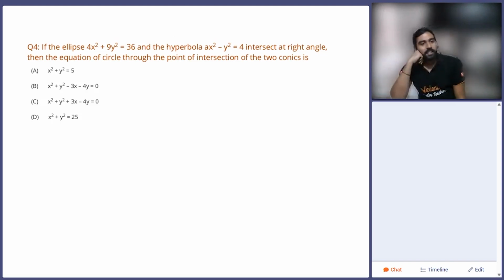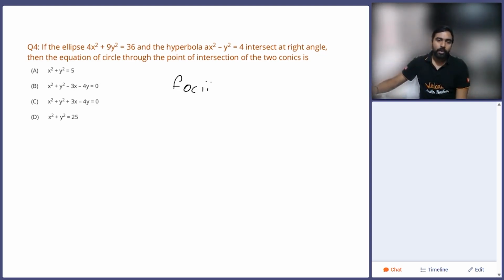What do we have here? So I've been told that this ellipse and hyperbola intersect at right angle. Now one thing you should know, if ellipse and hyperbola are intersecting at right angle, it means their foci coincide. It means their foci they coincide. So the same foci basically.